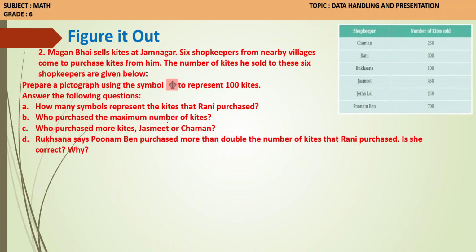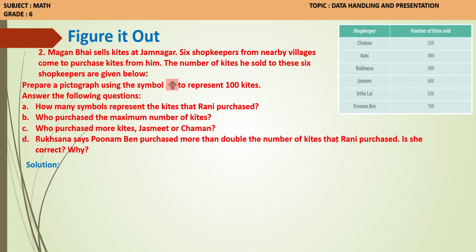Who purchased the maximum number of kites? Who purchased more kites, Jasmeet or Chaman? Ruxana says Poonam Ben purchased more than double the number of kites that Rani purchased. Is she correct? Why?